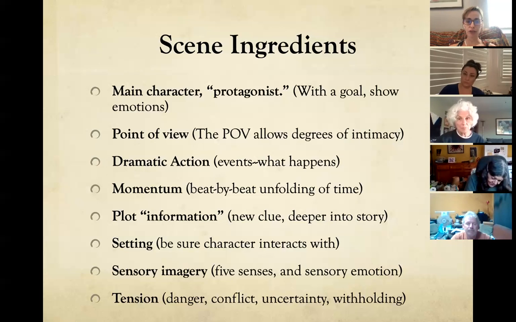But of course, you're also going to want to think about things like sensory imagery, which is how you communicate emotion using the body. And of course, the four elements of tension that we've talked about: danger, conflict, uncertainty, and withholding. As much as you can get one or more of those elements present in a scene, the more likely it is to have the kind of tension that keeps a reader's interest.